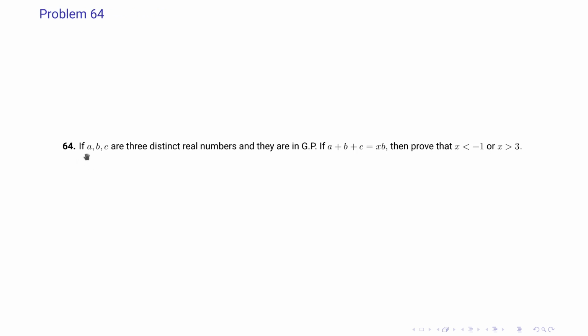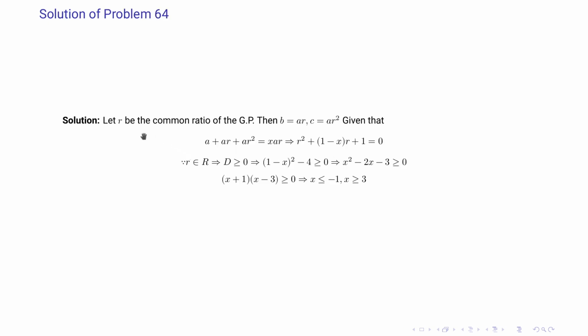Problem 64 says that if a, b, c are three distinct real numbers and they are in GP, if a plus b plus c is equal to xb, then prove that x is less than minus 1 or x is greater than 3. So we let r be the common ratio. So we get b is equal to ar, c is equal to ar square. Now a plus ar square is equal to x ar, that is r square plus (1 minus x) into r plus 1 is equal to 0.